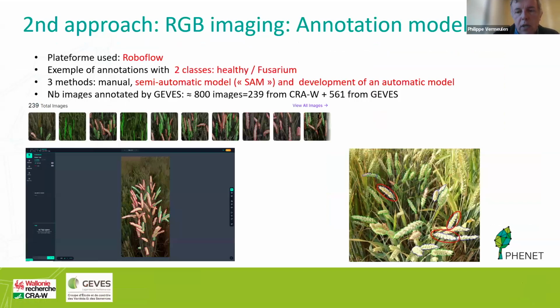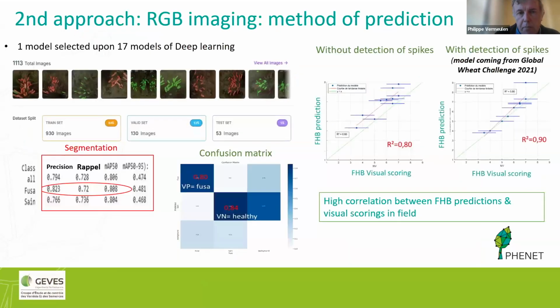And so what we are doing in the PHENET project, based on this library of RGB images, is to annotate those images using two classes, healthy and infected by Fusarium. JVS also developed different methods, a semi-automatic model and an automatic model, to make the annotation of those images. And up to now, 800 images were annotated like this. The next step is to develop prediction models.